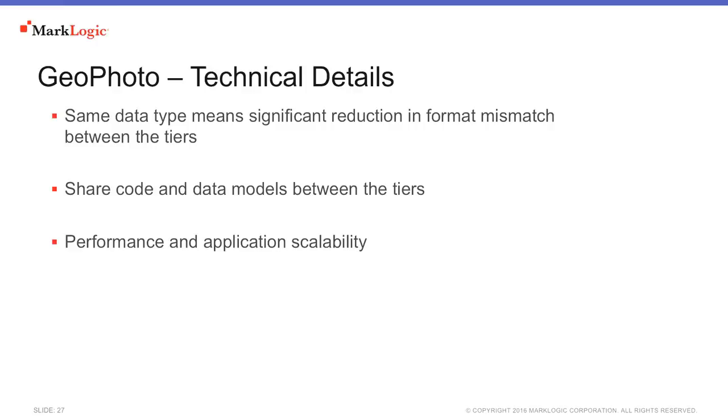So we've been through this. This is not only true for the geophoto application that you saw before, or the application that I just live coded, but in general, using the same data type and the same programming language results in a massive reduction of complexity, of time, and of the duration of the project itself. Also, you can share code and share the data models between the different tiers of your application. JSON is natively understood by JavaScript, so you don't need to transform it. And of course, using MarkLogic as well, you get performance and application scalability features that you can just use from Node.js using the Node.js Client API.